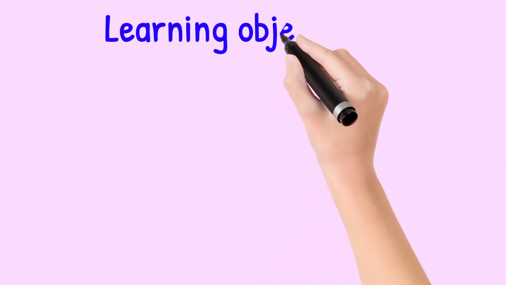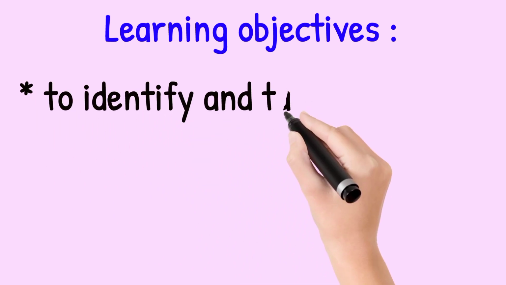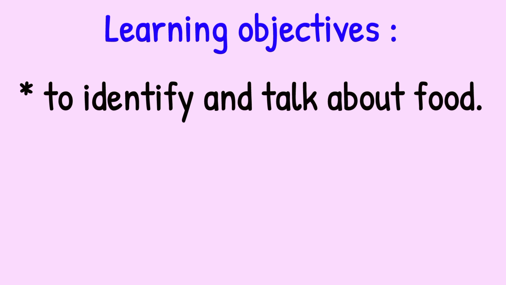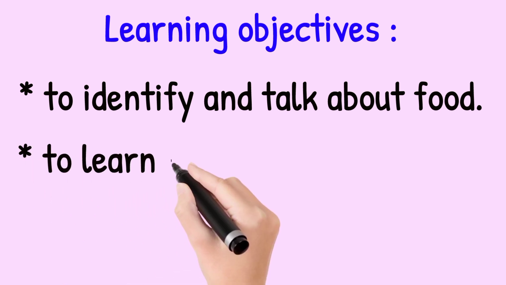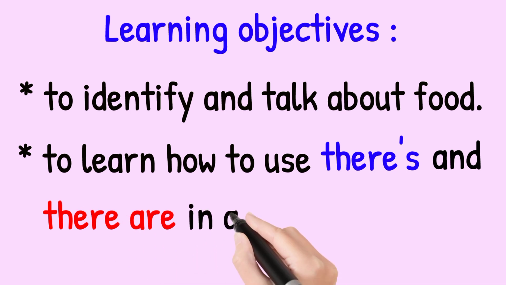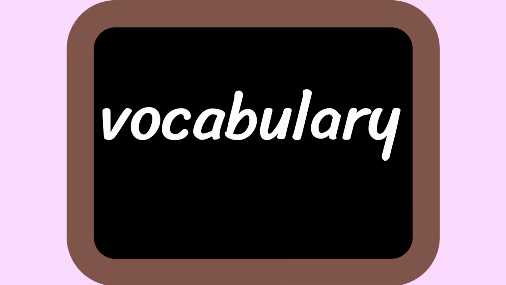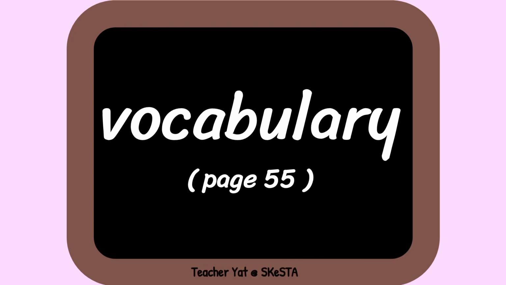Our learning objectives for today are, by the end of our lesson, students should be able to, first, identify and talk about food, and second, learn how to use there's and there are in a sentence. Before we proceed with our lesson, let us learn some vocabularies. You may refer to your textbook, page 55.